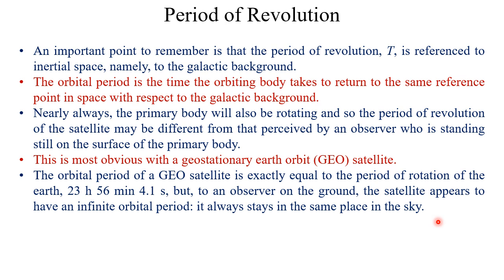Though it is revolving around Earth, the period of revolution of that particular satellite and Earth is the same. So when we try to see the satellite in the sky, at every moment we will see that particular satellite in the same place, as if the satellite stands still in the sky without changing its position. It will appear to us that it stays in the sky without changing its position. So that is what we call the geostationary satellite.